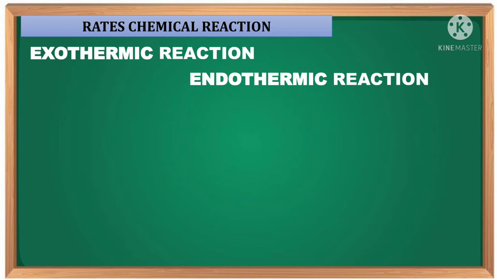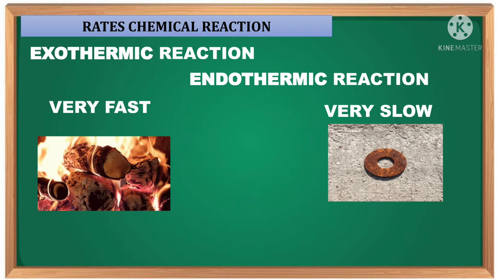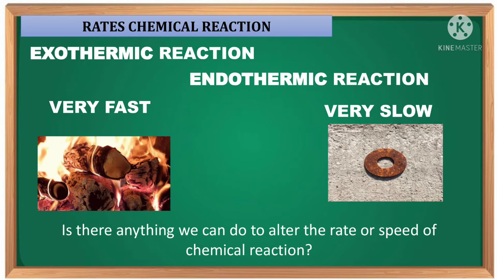positive. Aside from being exothermic or endothermic, chemical reactions taking place around you are also sometimes very fast or very slow. Burning is a very fast chemical reaction, while the rusting of iron is slow. If a certain chemical reaction is desirable or useful, like the production of drugs to cure diseases, we want the chemical reaction to happen fast, so we can produce more in a short period of time. Is there anything we can do to alter the rate or speed of chemical reaction?